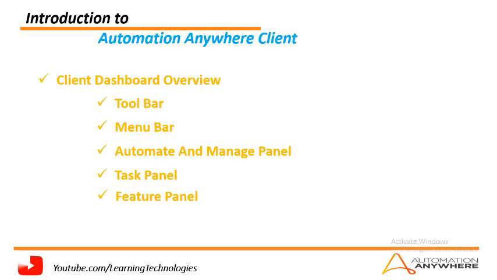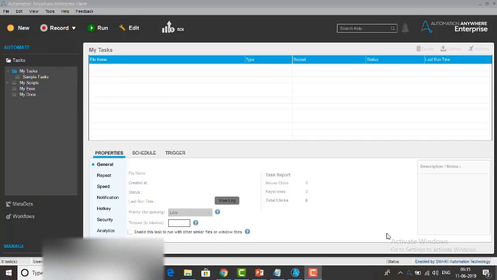In this session, we are going to learn about the client dashboard overview. The client dashboard basically has a toolbar, menu bar, automate and manage panel, task panel, and feature panel. I will explain them one by one by switching to the Automation Anywhere client. In the previous session, I showed you how to log in to the Automation Anywhere client. If you see on my screen, this is called the client dashboard.